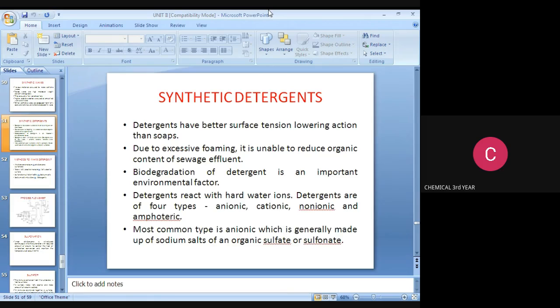Detergents react with hard water. There are four types available. What are the four types? The first one is anionic, second is cationic detergent, third is non-ionic detergent, and fourth is amphoteric detergent. The most commonly used detergent is anionic, which is generally made up of the sodium salt of an organic sulfate or sulfonate.